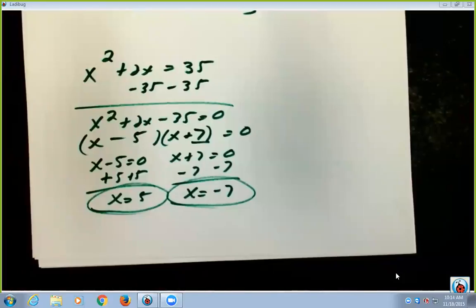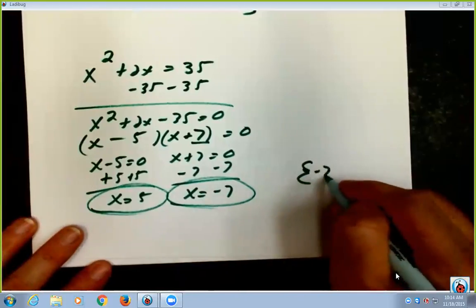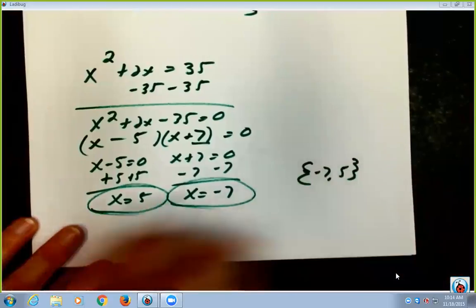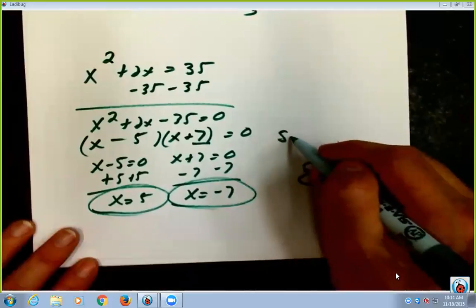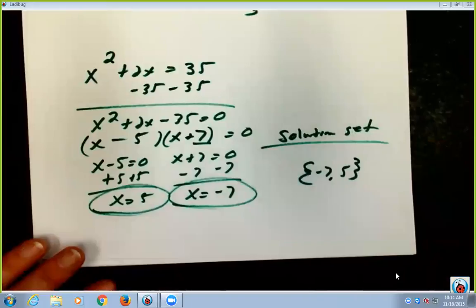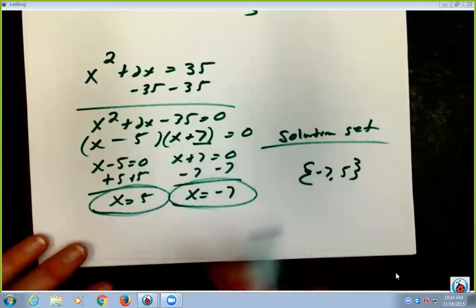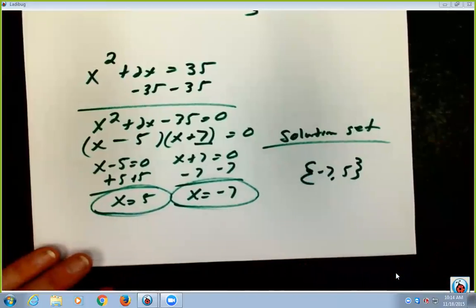Now it may say the solution set. If it says the solution set, then I would list these as -7, 5 inside of braces. So that's if it asks for a solution set. Sometimes they do, sometimes they don't. I don't think they always want a solution set like that. I don't know if it's always in that format. We might have to take a look and see what they come up with in there. But I think sometimes it isn't, sometimes it is.